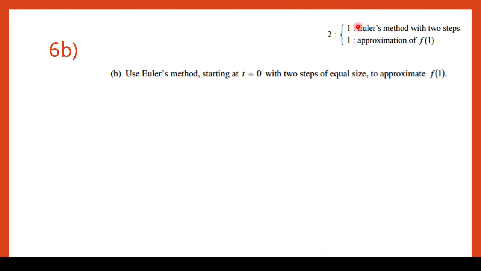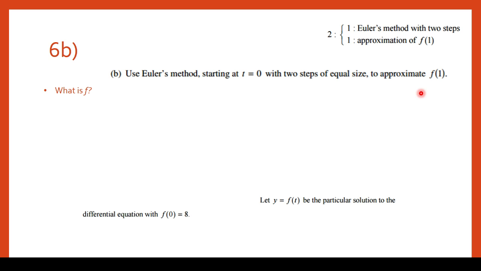Now let's get into 6b. It says use Euler's method with 2 steps. That's the first thing you need to recognize, that you're using 2 steps to approximate f of 1. This question might seem a little simple at first, but it's a bit more involved than you would think. The first thing to recognize is what is f. What they gave you was a slope field, and you need to recognize what is f on that slope field.